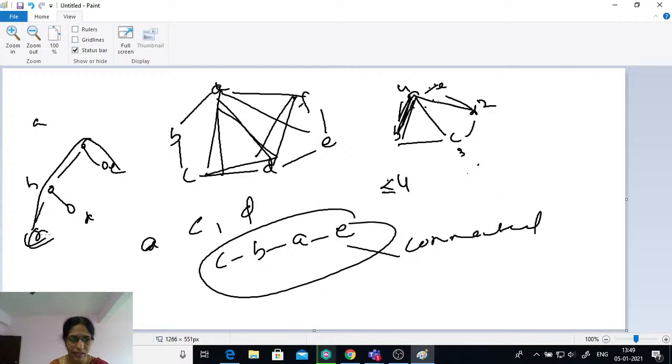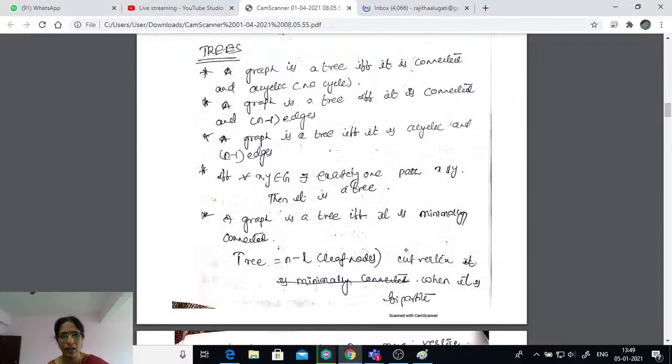And acyclic. That means suppose here from here to here an edge is there. This is called a cycle. So if there are no cycles, this is called acyclic. That means a tree is nothing but a connected component and an acyclic graph.